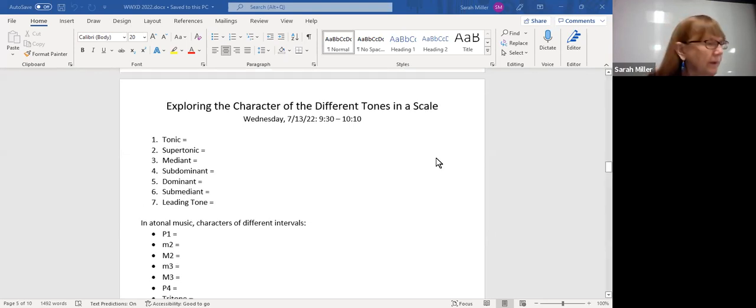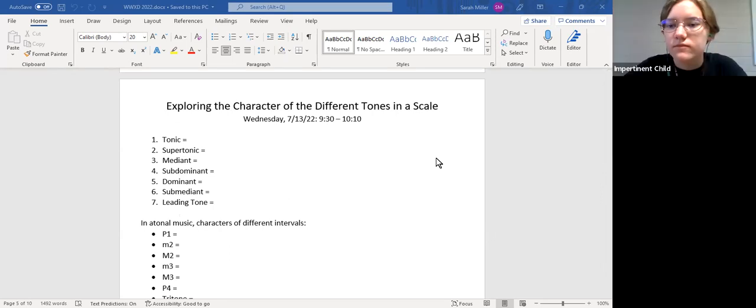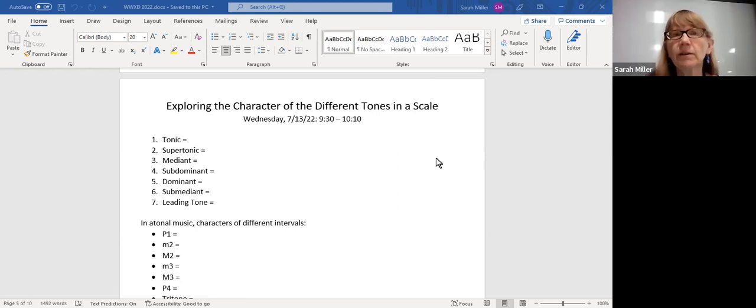Okay, so this is something I started thinking about last year, about how the notes in the scale relate to each other and what kind of ramifications that might have, especially for melodic writing.